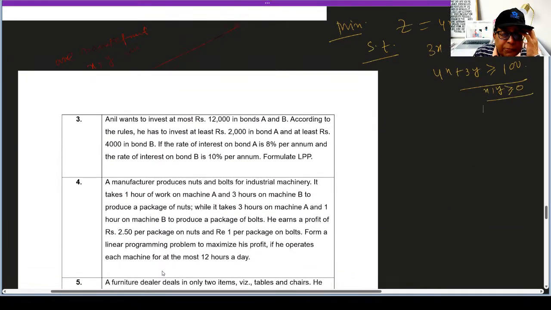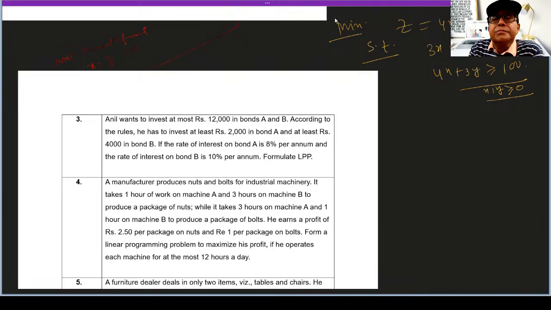Go for next. One problem you solve on your own. That number 3. Then you can leave this topic. Have you read? Now let me do it. Number 3. 2 bonds are there. This is not a problem from bonds. Don't be confused. Just an LPP problem.